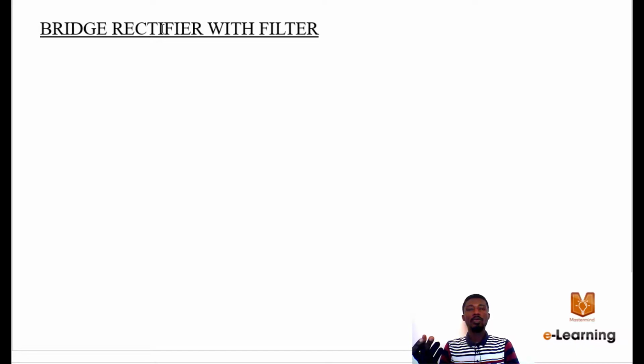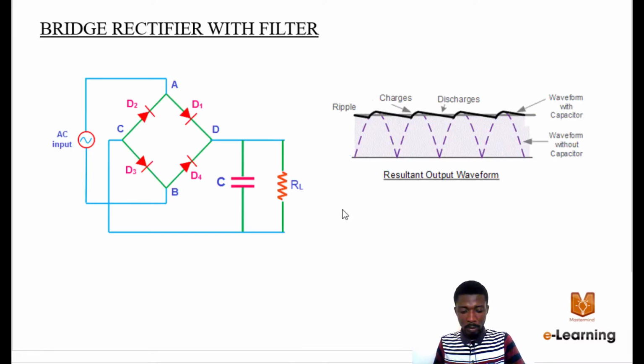Now, in order to remove the ripples so that you have a pure DC, you would have to introduce a filter. The bridge rectifier gives you a pulsating DC output that contains small ripples. These small ripples can be reduced if a filter is used at the output. This is the circuit diagram for a bridge rectifier with a filter. A capacitor is connected across the load or the resistor. This is the bridge rectifier, and this is your AC source. This is your capacitor and resistor.